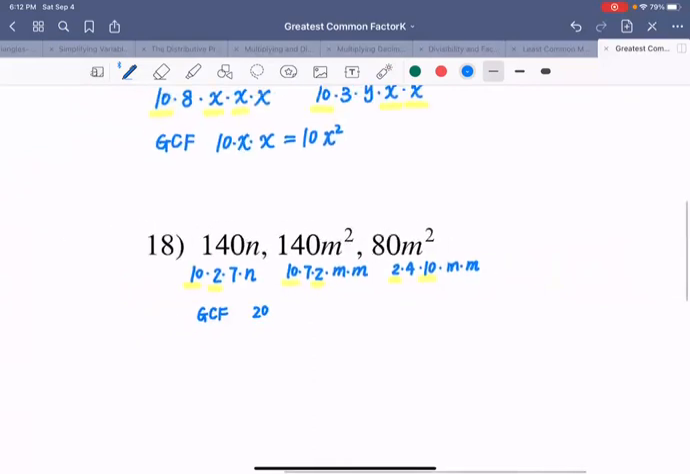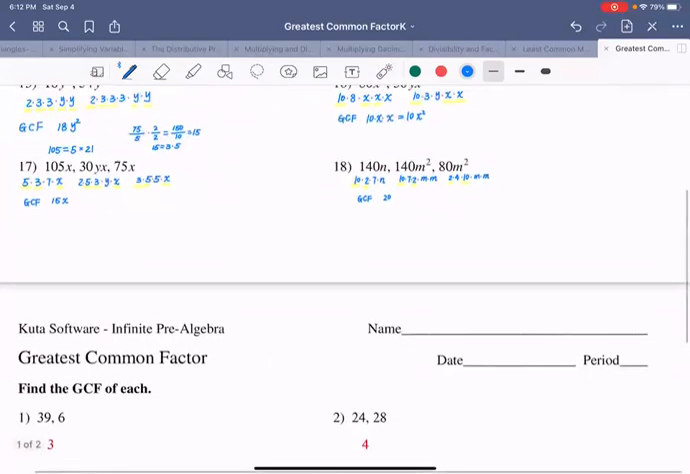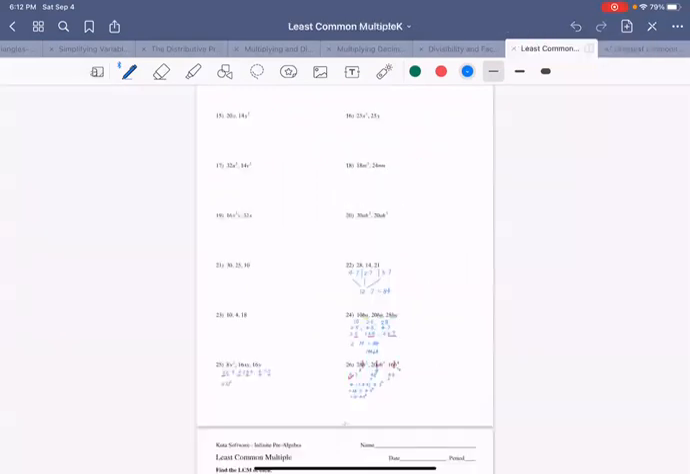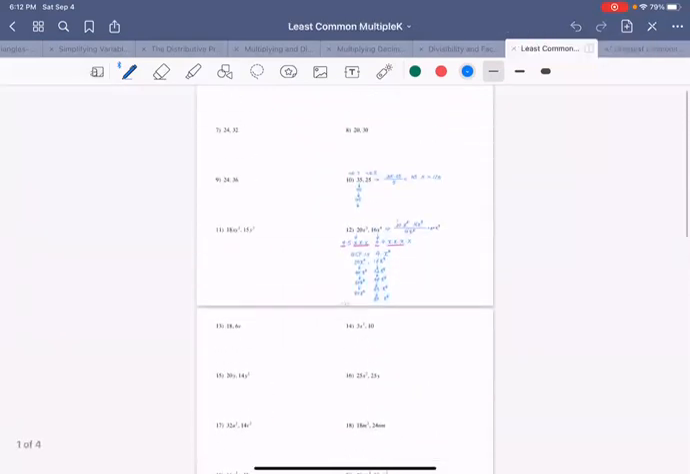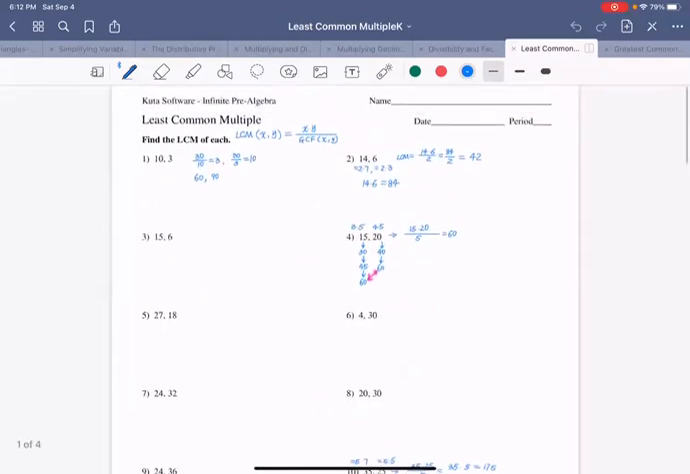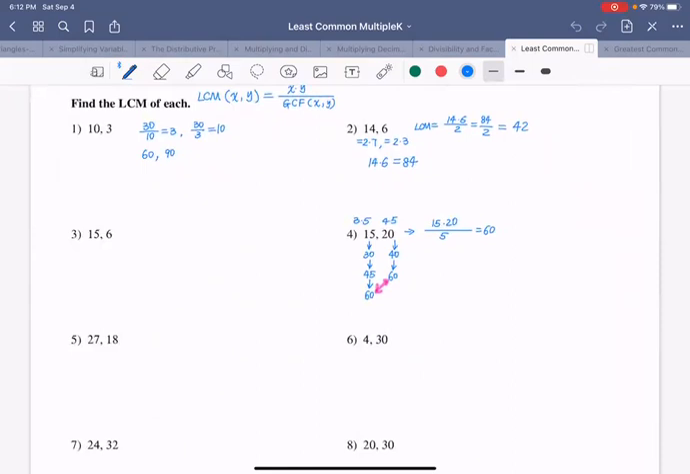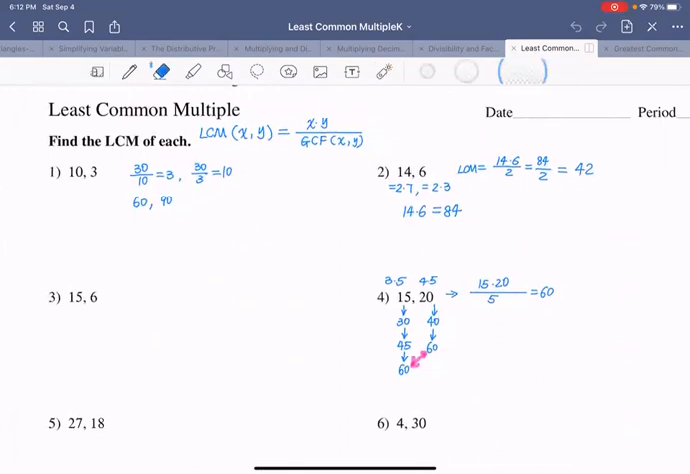Okay. All right. That's about common factor. Now we are going to do something a little bit more complicated: least common multiples. What is least common multiples? What's the definition of that? Let's see here, 10 and 3. If you times 10 by 2, that's 20. If you times 10 by 3, that's 30.